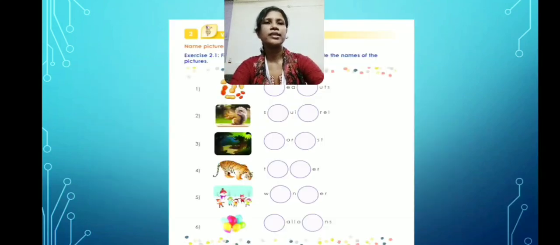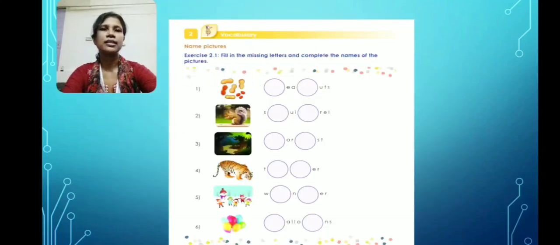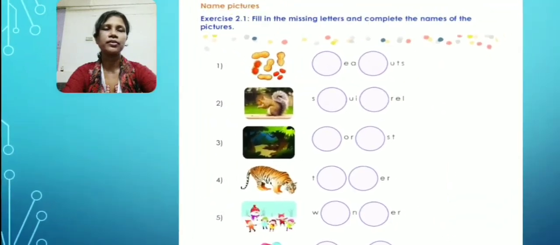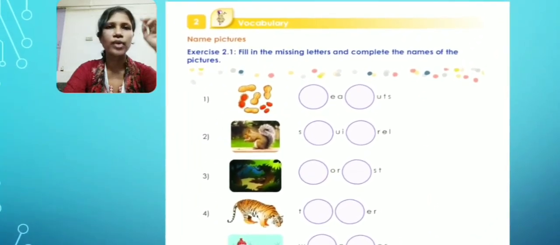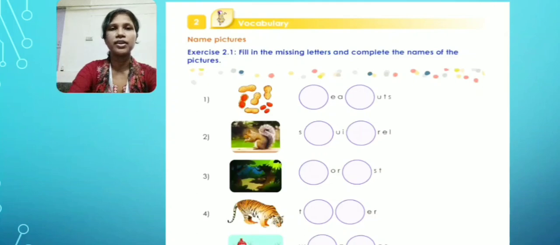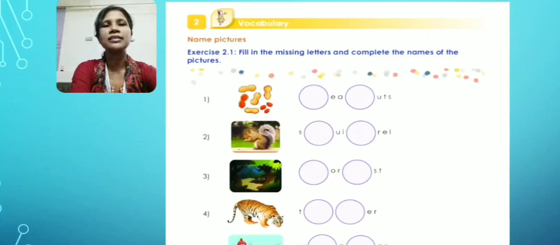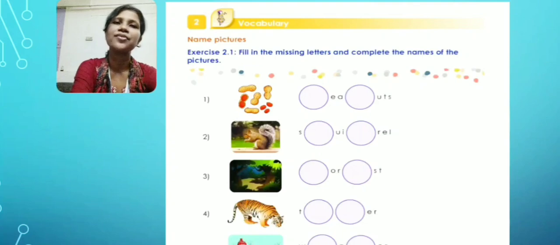Now, my dear students, let us move forward to the next slide. In this vocabulary part, we are going to identify the pictures. What is given here? Name pictures. Exercise 2.1. Fill in the missing letters and complete the names of the pictures. Here you can see a few pictures and some missing letters for the words. You have to identify the letters and write them down.